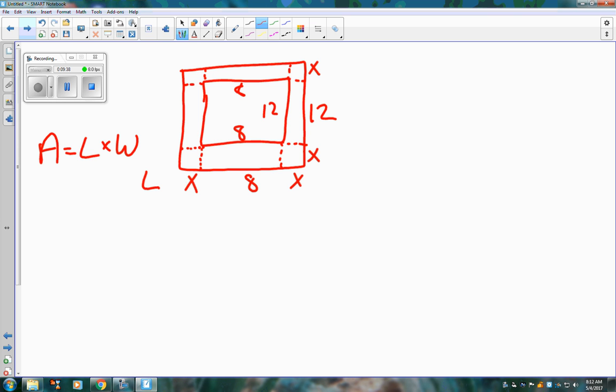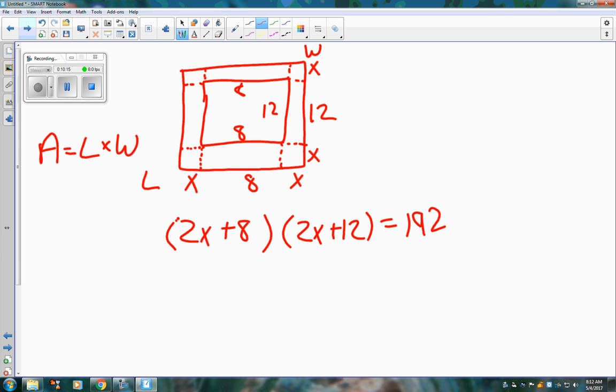Are y'all okay with how I'm doing this so far? Alright. Because this is my length and this is my width, my length is going to be how many x's? 2x plus 8. My width is what? 2x plus 12. And what is my area? 192 square feet.